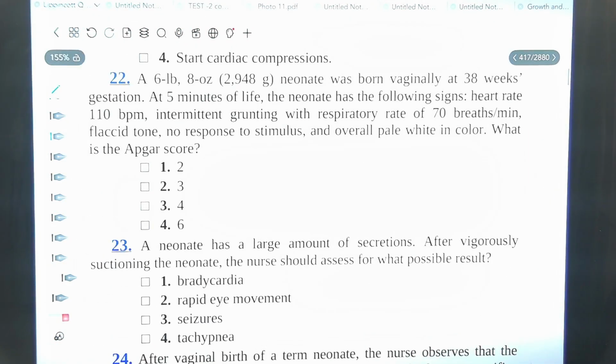Next question. A 6 lb neonate was born vaginally at 38 weeks of gestation. At 5 minutes of life, the neonate has the following signs: heart rate is 110 beats per minute, intermittent grunting with respiratory rate of 70 breaths per minute, flaccid tone, no response to stimulus, and overall pale white in color. What is the Apgar score? Choose the right one.